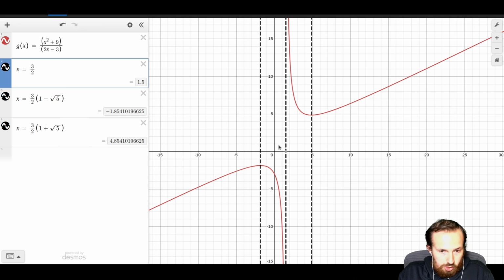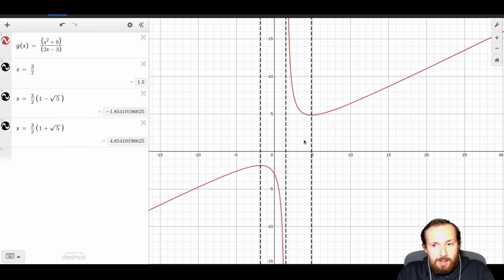We also determined that at x equals 3 halves, that could not be a critical point. That couldn't have been a critical point because it wasn't in the domain of the original function. It turns out in this case that at x equals 3 halves, we just have a vertical asymptote. So that's why.